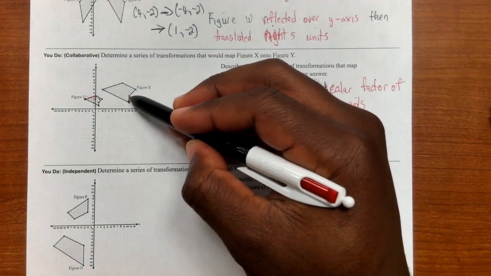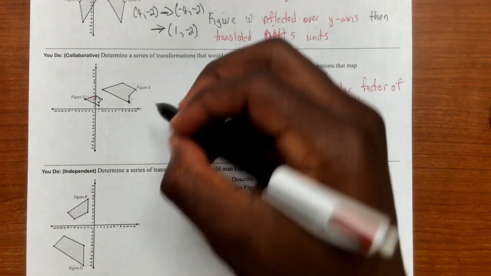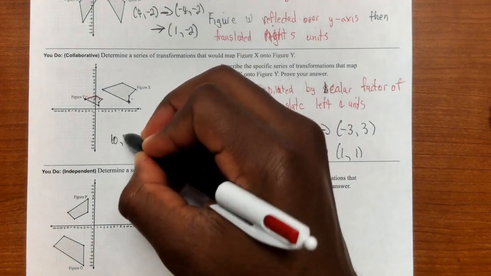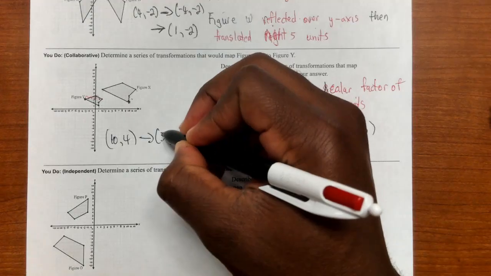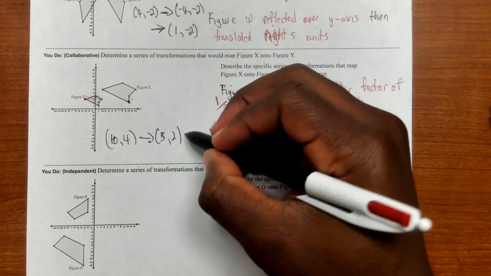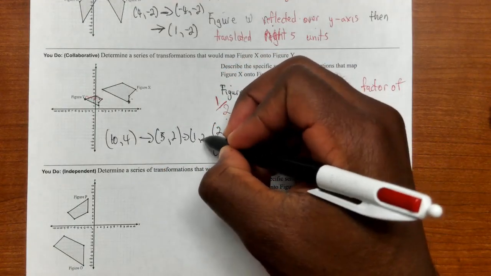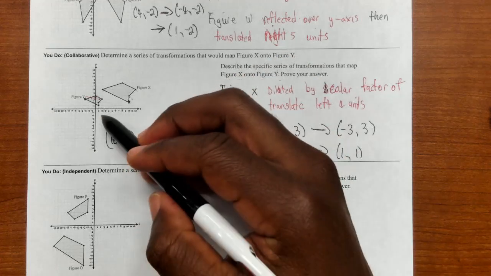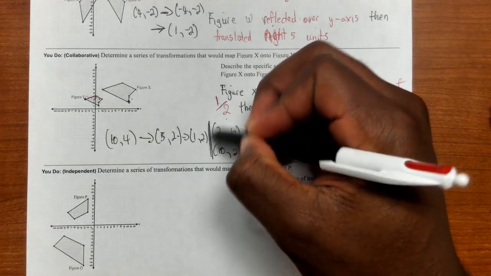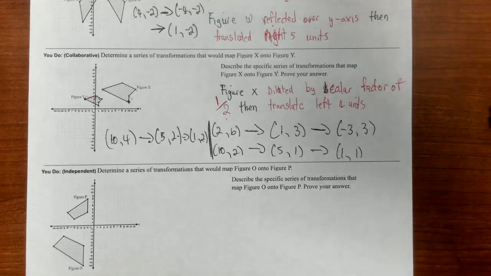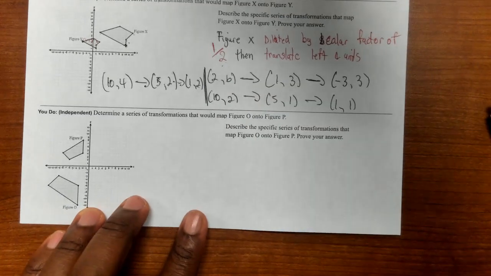Same right here, this was 10, 4. Okay, so 10, 4 by 1 half would be 5, 2. Then translate left 4 units would be 1, 2. So 5, 2, then 1, 2. Which is this, 1, 2. So again, guys, just like that. Okay, so let's do the last one, guys.